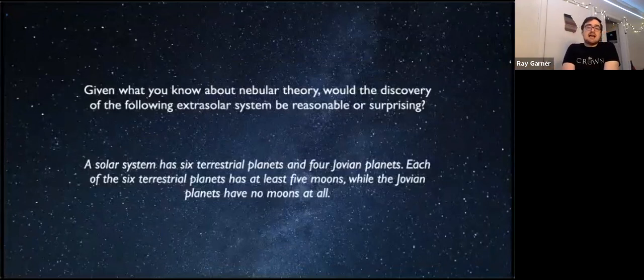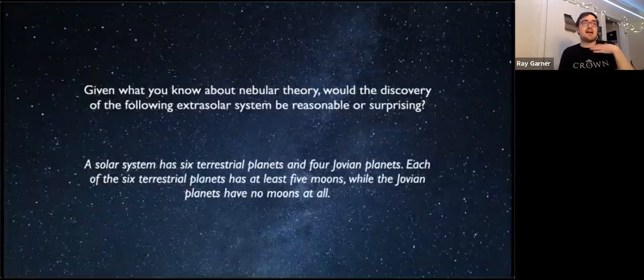All right. Yeah, this would be very surprising. Not necessarily the number of terrestrial or Jovian planets, that would be fine. But the fact that in this system, the terrestrial planets all have 5 moons, while the Jovian ones have no moons at all, that's very surprising.